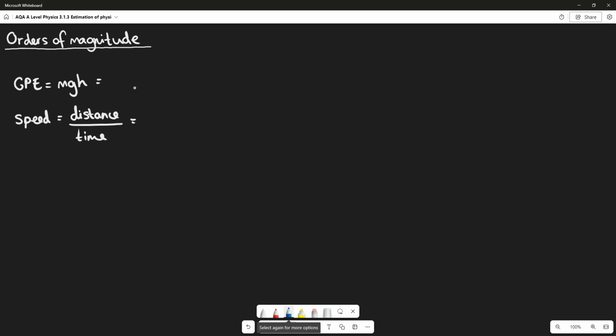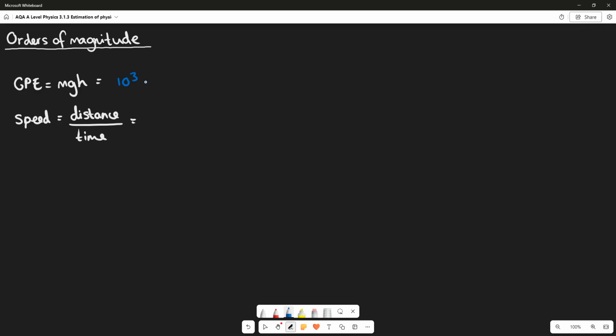So for example, if we're calculating the gravitational potential energy of an object, we would do this calculation here. We can put in the mass, gravity, and the height. So for example, a vehicle in a tall multi-storey car park is going to be several tons, which is several thousand kilograms. It doesn't matter exactly how many thousands, because we can just put 10 to the power of 3 to represent the magnitude of 1,000.